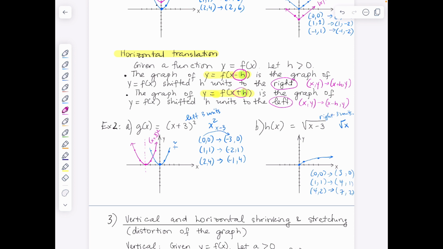Let's plot these points. So 3, 0, 4, 1, and 7, 2. 7 is about here, and 7, 2 is about here. So this is the new graph. That pink graph there is the graph of square root of x minus 3, which is the result of the graph of square root of x that's being shifted to the right 3 units.